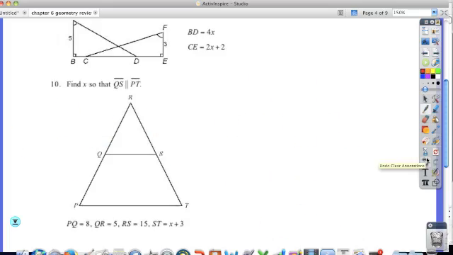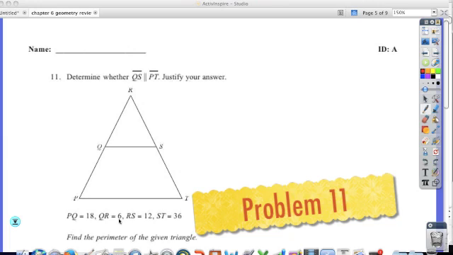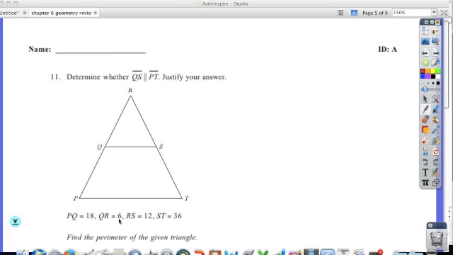And then you could get all 3 ways. Now we want to determine whether QS is parallel to PT. Justify your answer. Remember on the quiz, on the test, it's going to be multiple choice, so you're going to pick the correct justification. Let's see what they give us.